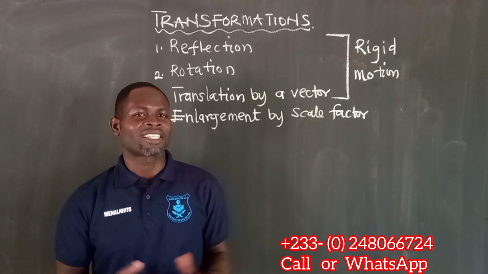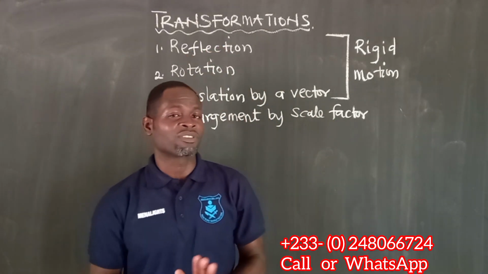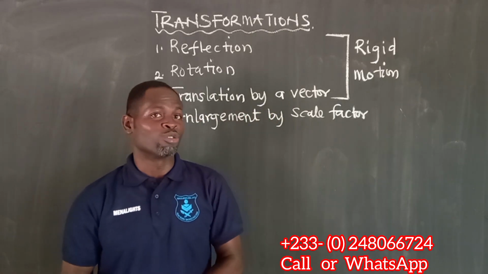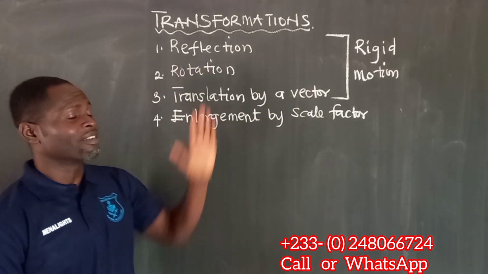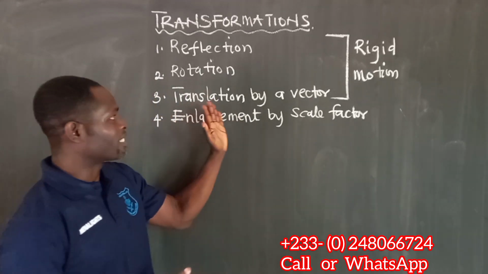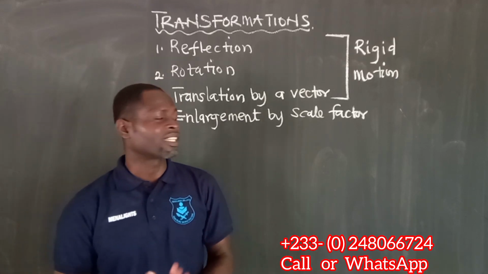So this time around, we are starting a new topic, that is transformation. Under this transformation, we have 4 subtopics that we are going to look at. The first one is reflection. After reflection, we look at rotation, translation by a given vector, and then enlargement by a scale factor.